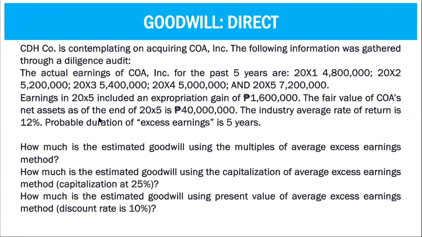So CDH company is contemplating on acquiring COA. The following information was gathered. The actual earnings of COA for the past 5 years are 4.8 million, 5.2 million, 5.4 million, 5 million, and 7.2 million. Earnings in 20X5 included an expropriation gain of 1.6. The fair value of COA's net assets at the end of 2005 is 40 million. The industry average rate of return is 12%. Probable duration of excess earnings is 5 years.